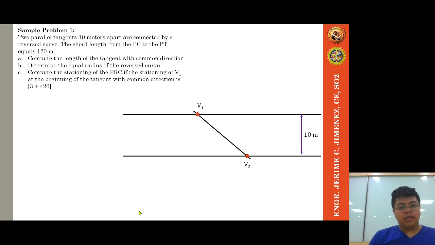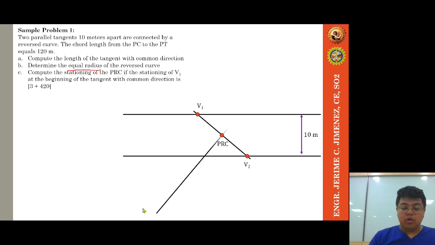So, saan located si PRC? So, let's check the problem. Okay? May sinabi ba yung problem? Definitely, sa problem 1, may sinabi. Check natin si problem letter B. Determine the equal radius of the reverse curve. O, sinabi na dito na equal daw po ang kanilang radii. So definitely, PRC is located at the midpoint of V sub 1 and V sub 2.